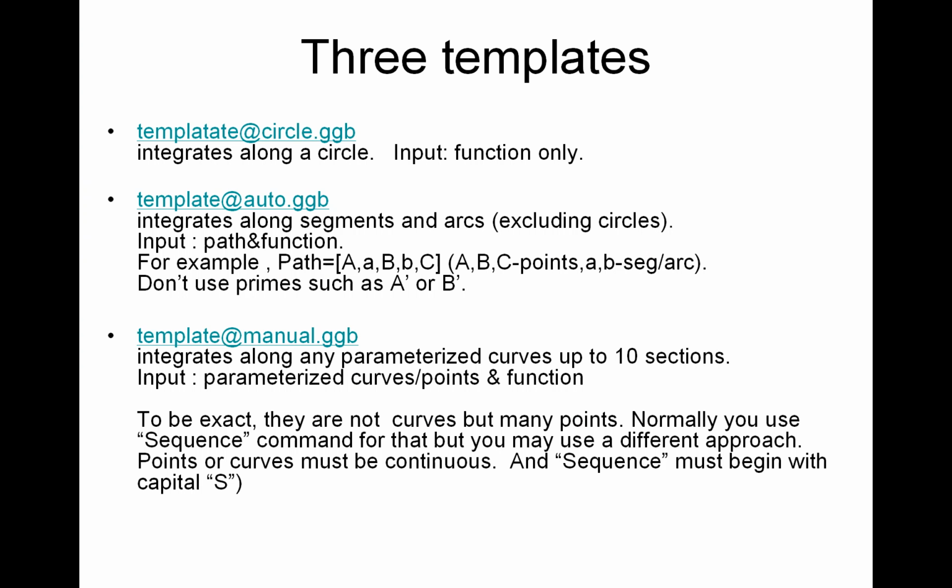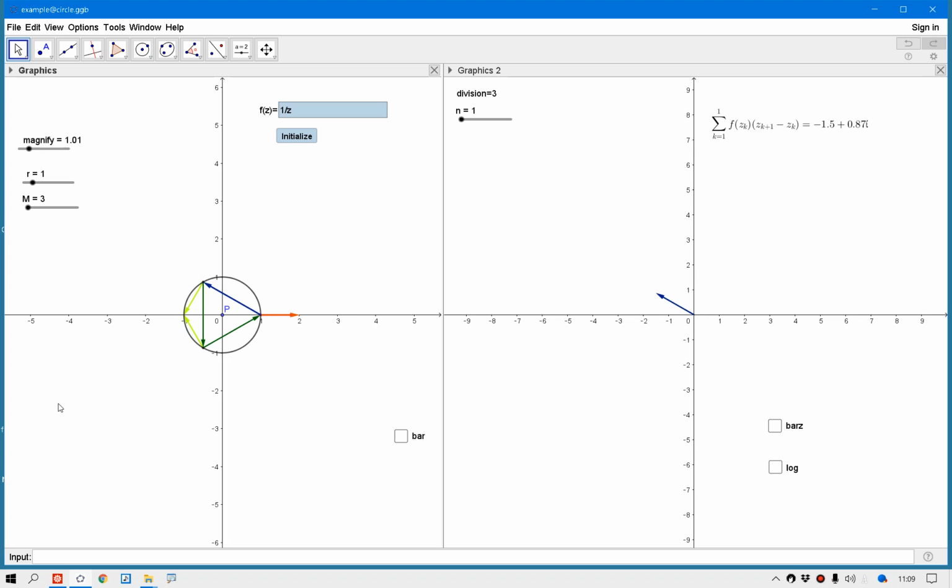I'll show you an example. Okay, let's start with CircleGGB. This is Fz. Now it's 1 over z. This is the radius. Now it's 1. This is the number of divisions. It's 3 now. And this is z1, z2, z3, and this is fz1. It's 1 now. This is fz2, and this is fz3.